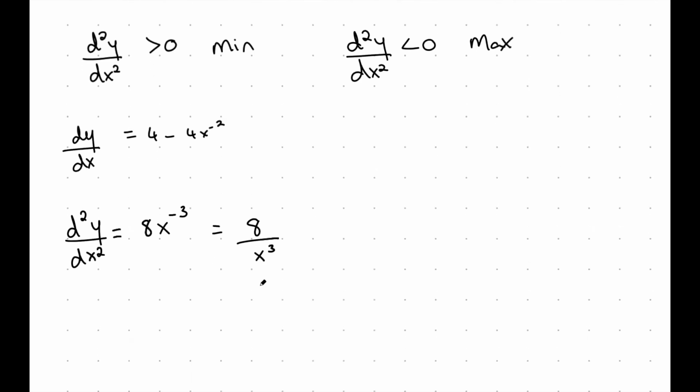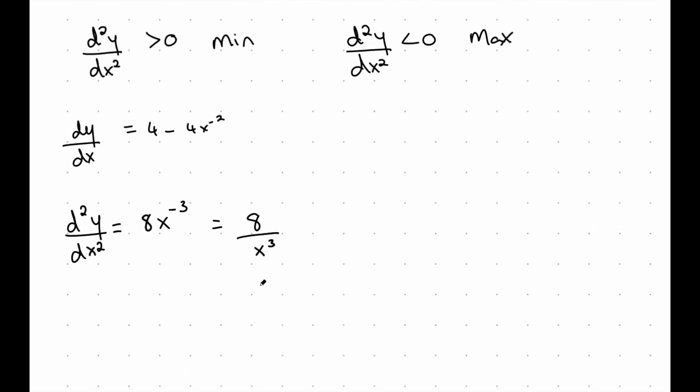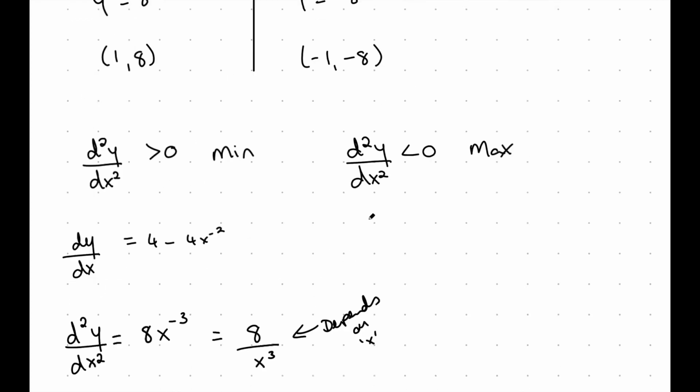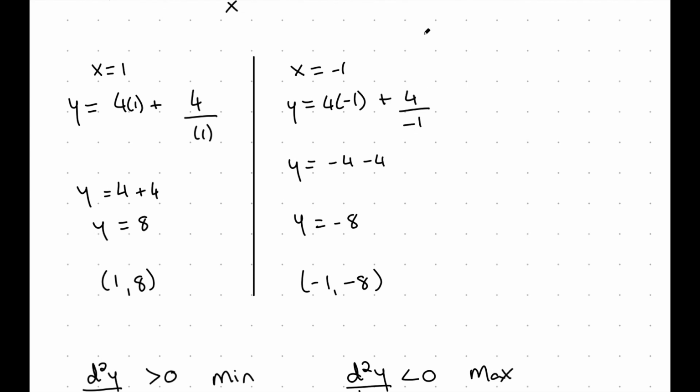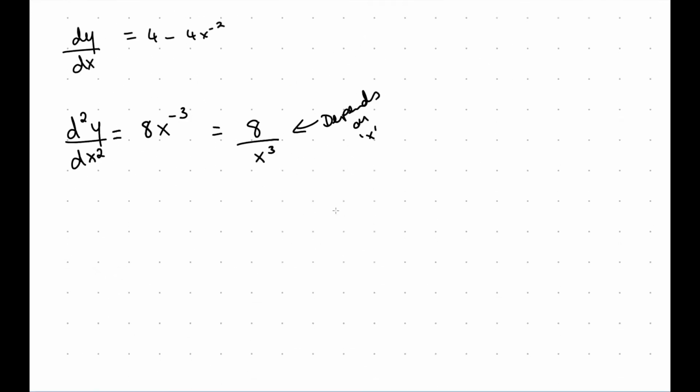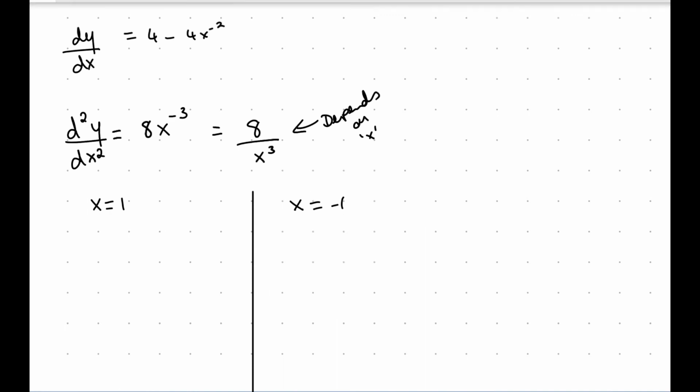After that, we have to test each of the x values that we got, because this says that d2y dx squared still depends on the x coordinate. It still depends on x. So I'm now going to test each of my x coordinates, and those were x is equal to 1 and x is equal to minus 1. So I'm going to take this and bring it down here and test d2y dx squared with each of those.